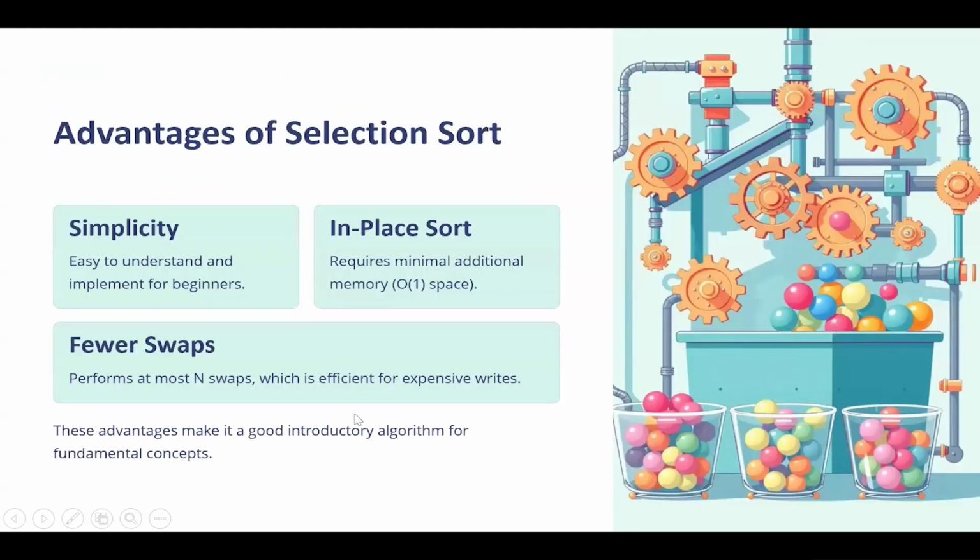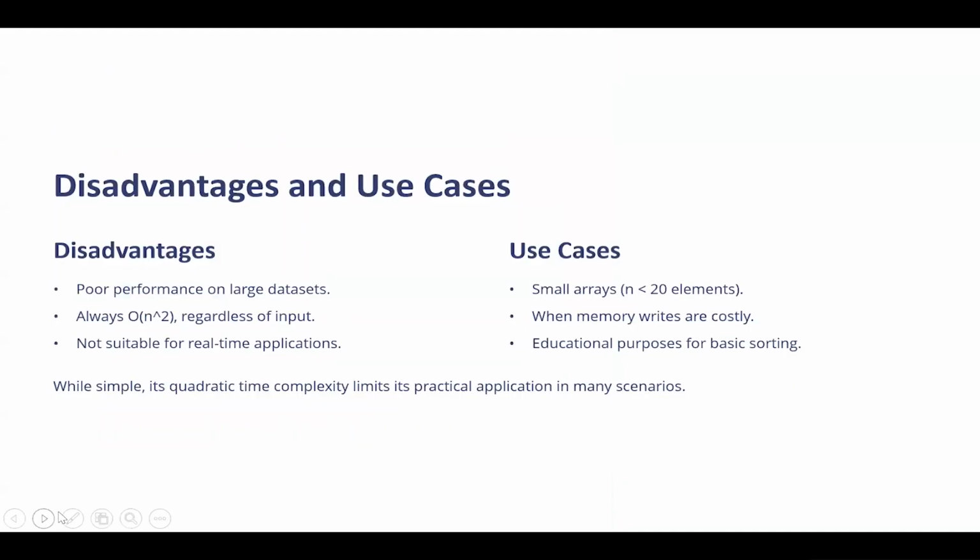Okay. So next, if you are going ahead and seeing the advantages of selection sort, it is simple. It is easy to understand and implement for beginners. It is an in-place sort and requires minimal additional memory. Since it is order of 1, we do not require any other additional memory. And fewer swaps: it performs at most n swaps, which is efficient for expensive writes, because however many elements you have, those many swaps it will have. So that is the advantage of selection sort.